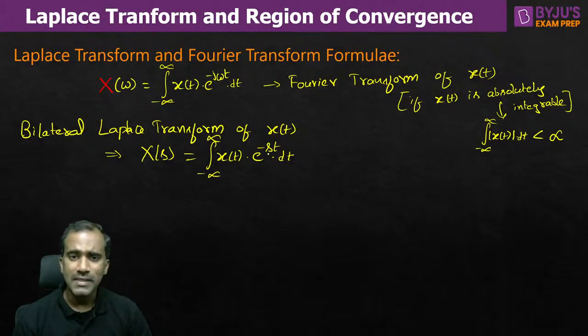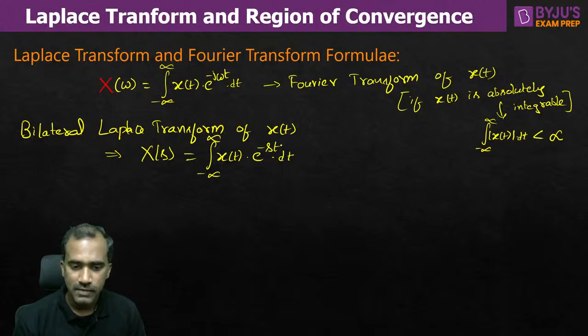Sir, is s the same as j omega? If s is equal to j omega, then there is no difference between the Fourier transform and the Laplace transform. But there is a difference, no? There should be a difference. Otherwise, why would we learn about the Laplace transform separately? If s and j omega are the same, then there is no point in learning two different things which are the same under different names. So we are learning it as a different thing because s and j omega are not the same.